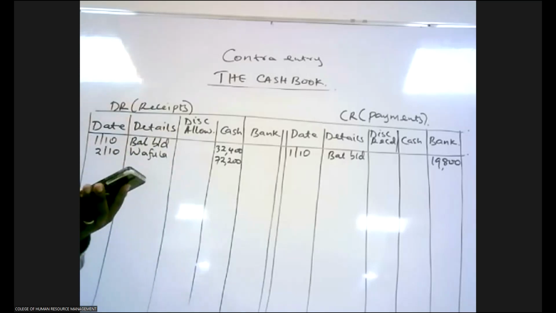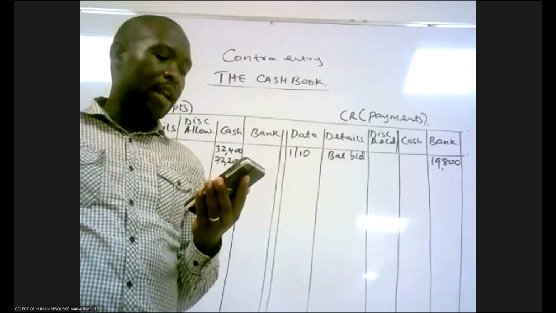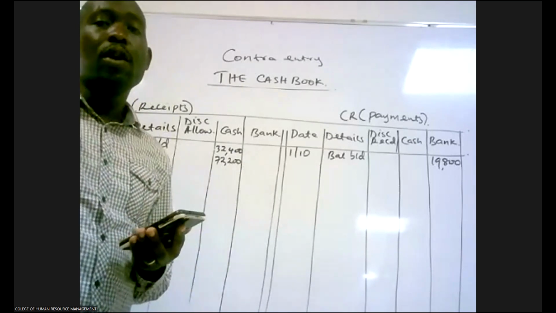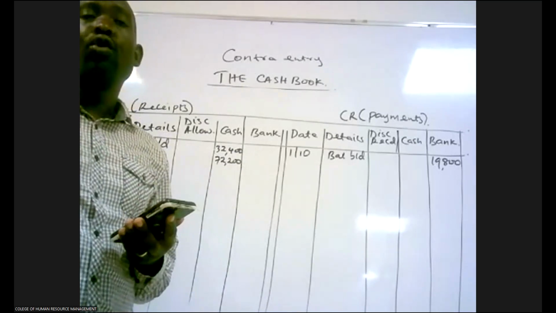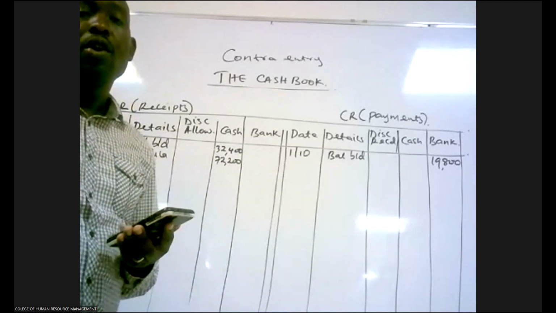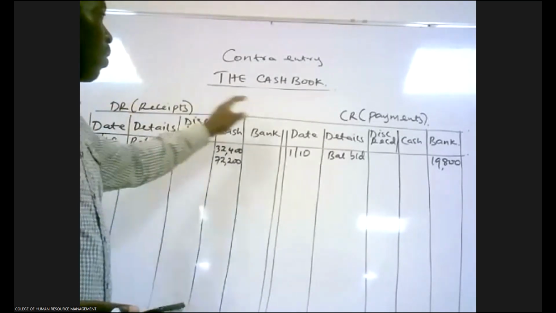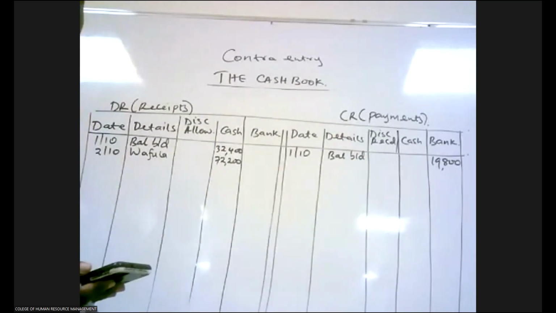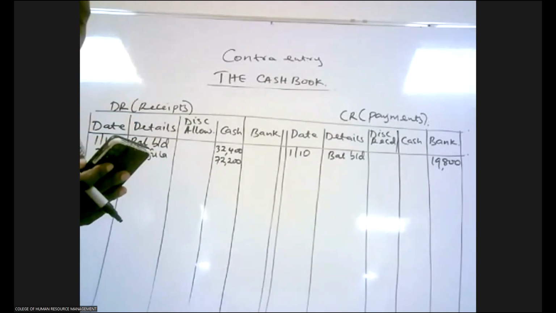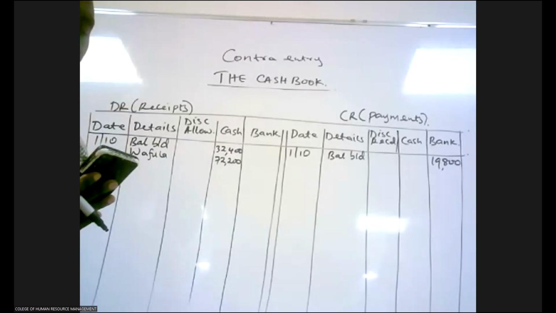Then on 4th, bought stock at 19,900 on credit. When you buy anything on credit, on that date of buying, you should not record anything in the cash book, because there was no cash receipt and no cash payment. And that is what the cash book is meant to record: cash in, cash out. So you just skip that transaction. We shall factor it in when the payments are made.